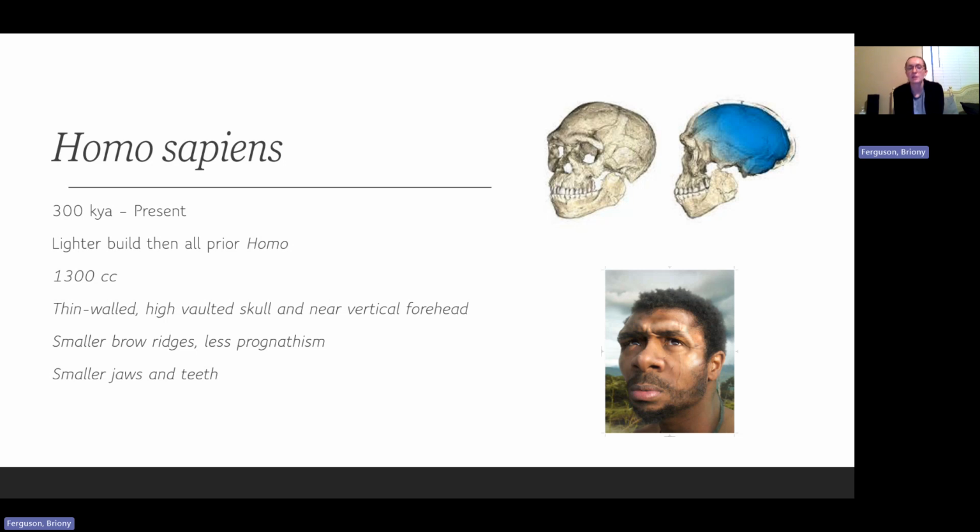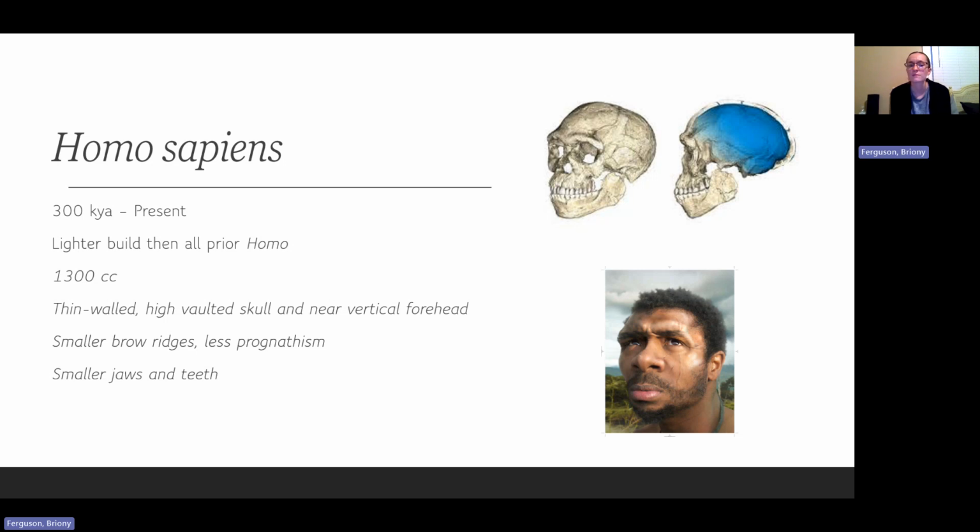And when we get to Homo sapiens, they were around about 300,000 years ago to present, obviously. And we have a lighter build than all prior Homo species. Our brain cases are about 1300 cc's, but they also change morphologically in some less obvious ways. So our skulls are actually thinner walled. We have a higher vaulted skull and a near vertical forehead. So our skulls are longer than they are wide.